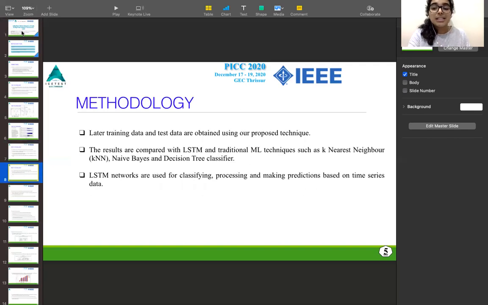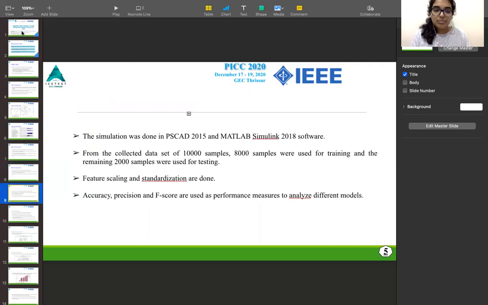The same time series data is processed in an LSTM model with 256 memory units and a dense as well as a sigmoid activation layer. It has an Adam optimizer, and the same data is again used with other machine learning networks such as decision tree, KNN, naive Bayes, etc., to classify, process, and make predictions.